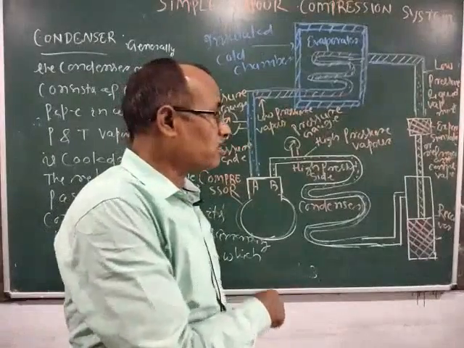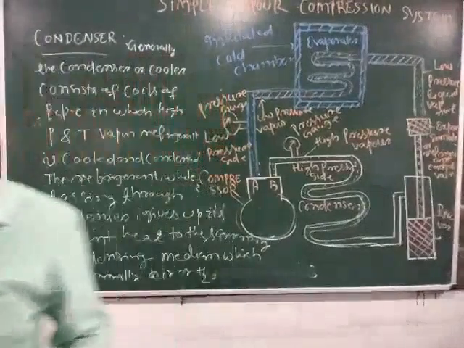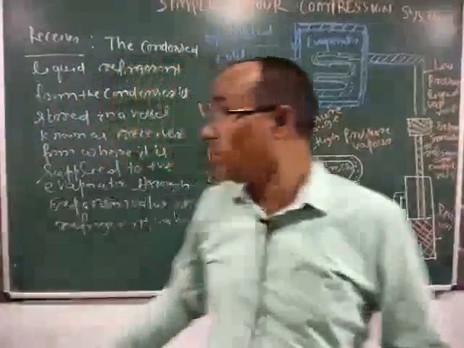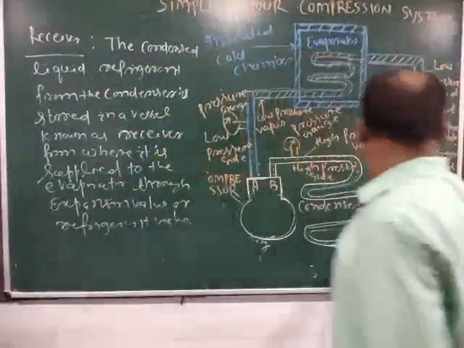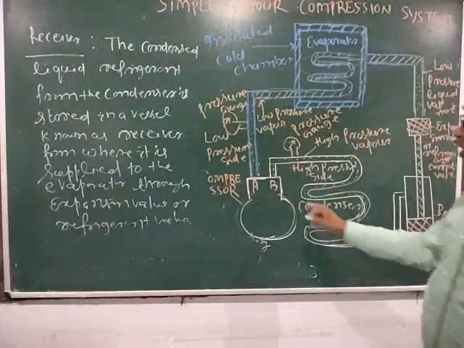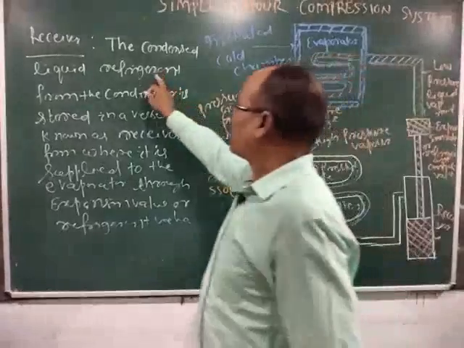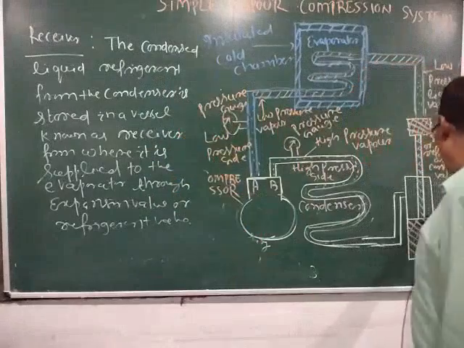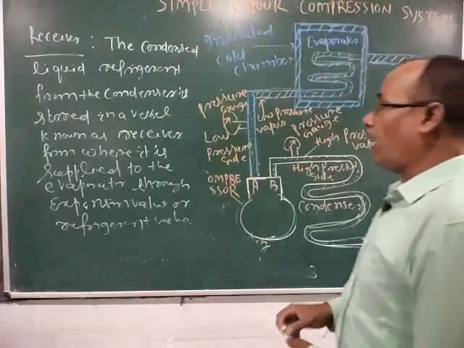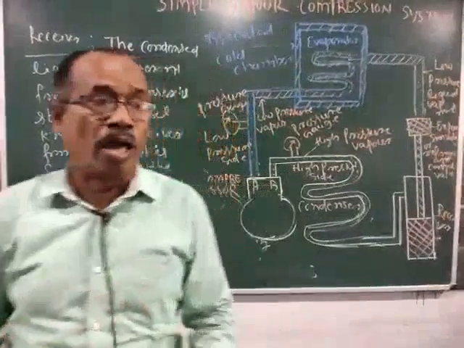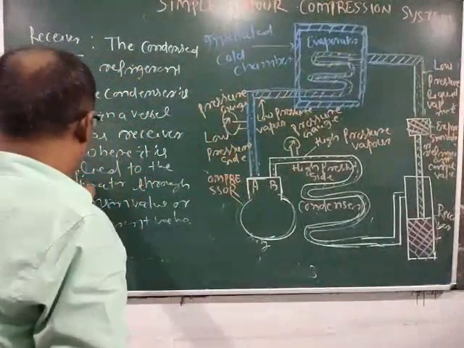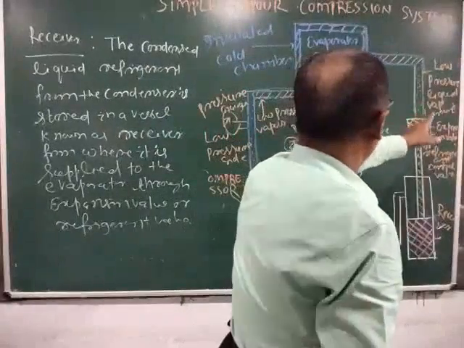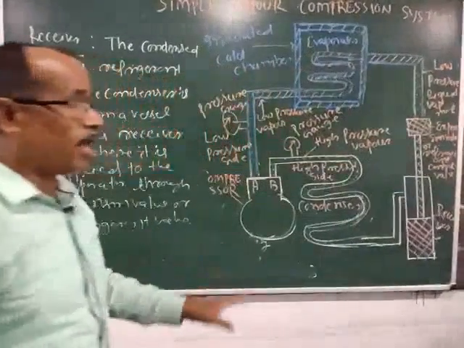Now I will discuss what is receiver. Here this is the receiver. The condensed liquid refrigerant from the condenser is stored in a vessel that is known as receiver, from where it is supplied to the evaporator through an expansion valve or refrigerant control valve.